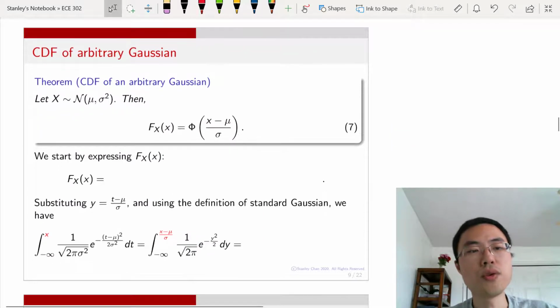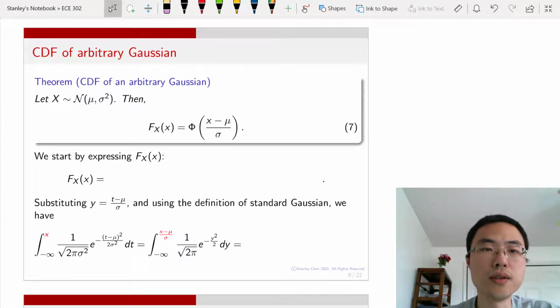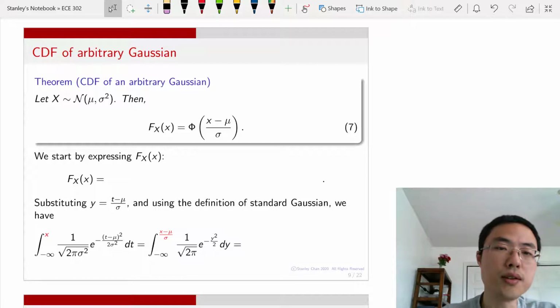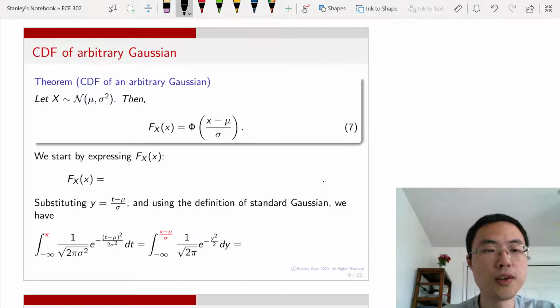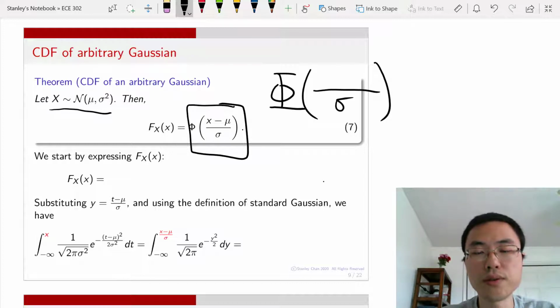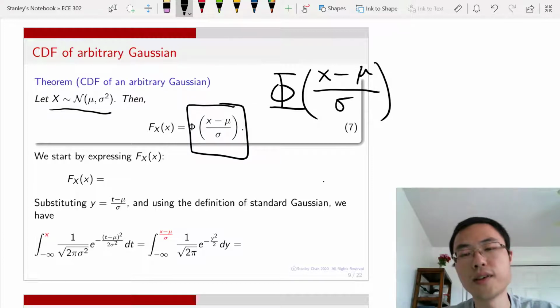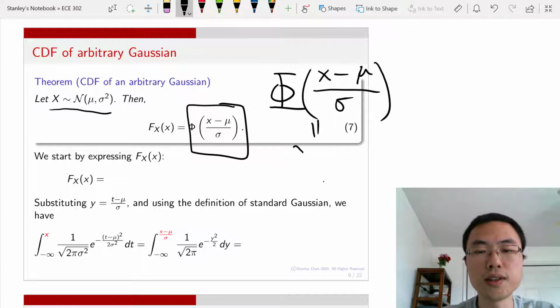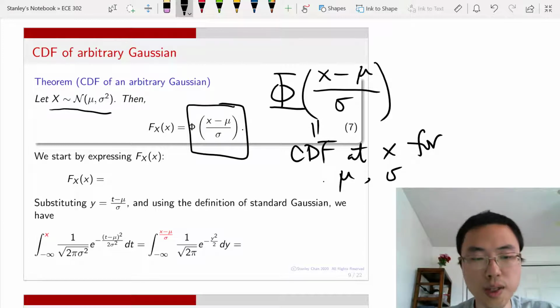Okay, so now why do we want to talk about the standard Gaussian? The reason is that if you have any arbitrary Gaussian, then the CDF can be expressed in this way. This is a very easy notation. You have a standard Gaussian, and then you put in the standard deviation going into the bottom, and then the mean goes here, and then you have x. This is the CDF at x for arbitrary mu and arbitrary sigma.